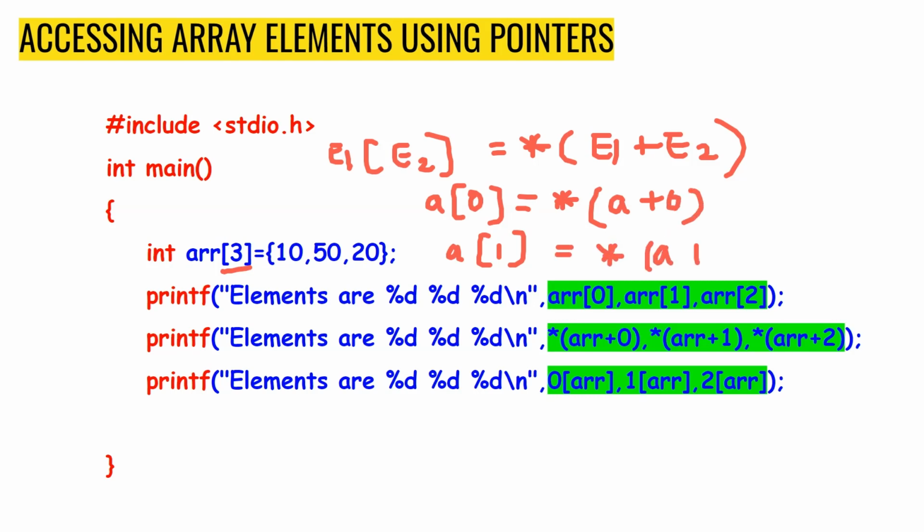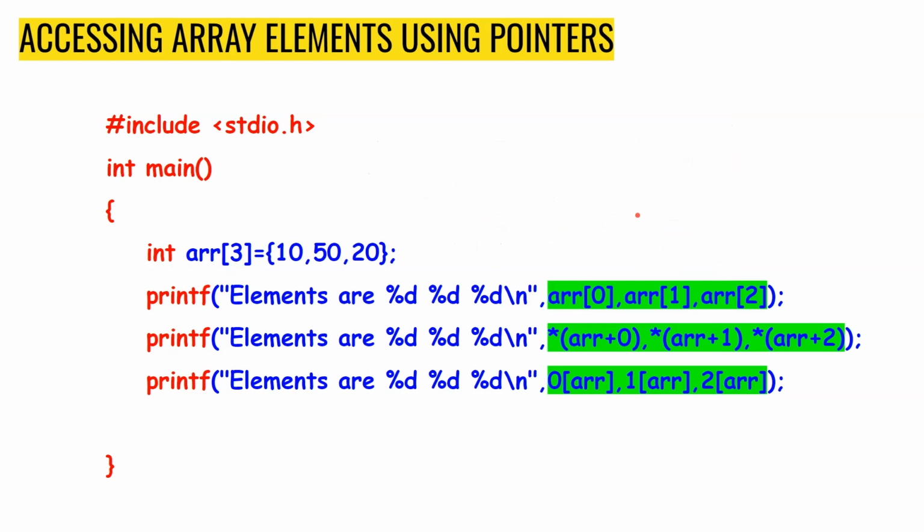You know pointer arithmetic: A plus 0. If A is the array name, what will be the location of A plus 0? And when you say star, star is the dereferencing operator, so it gives the value at this location. By using this concept, we can access array elements. We have an array of 3 elements: 10, 50 and 20. Array 0 will have the value 10, 1 will have the value 50 and 2 will have the value 20.